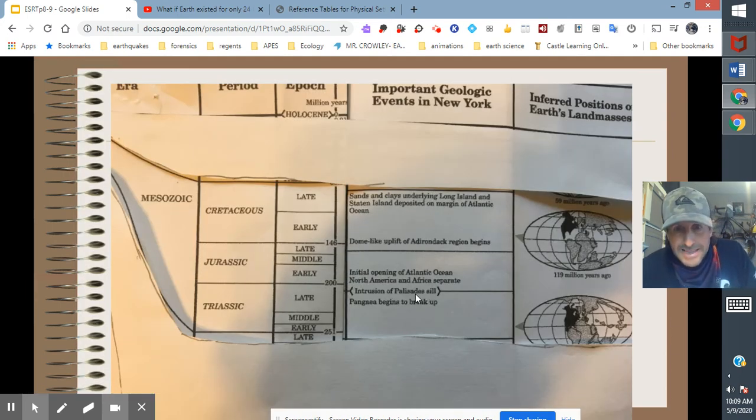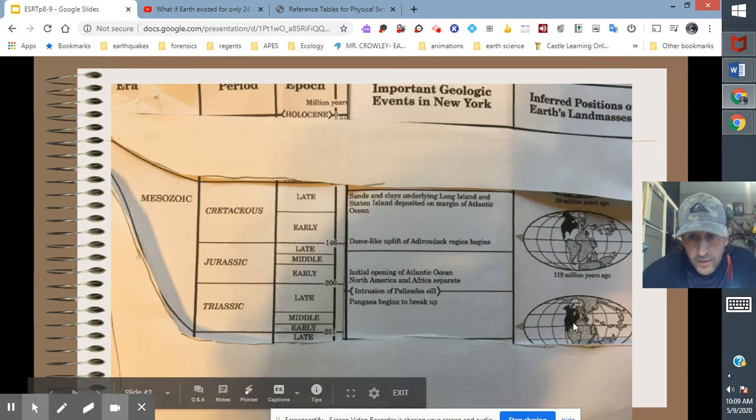They talk about the Palisades Sill. They're using words that we hear. Oh, they talk about Long Island, sand and clay underlying Long Island and Staten Island are deposited. Okay, interesting. All right, and look at where North America is, you can see Pangea is breaking up. All right, Pangea. Oh yeah, Pangea is breaking up.